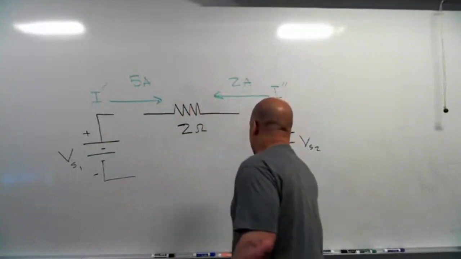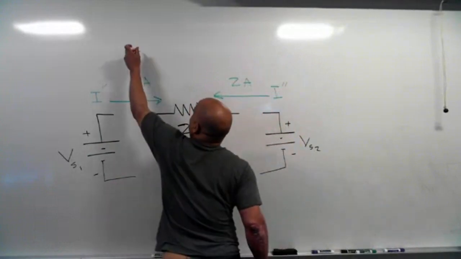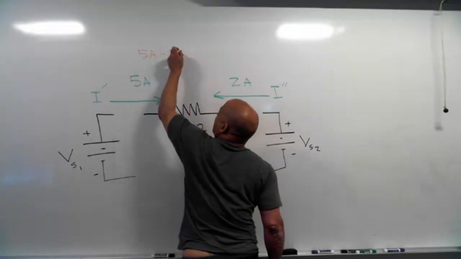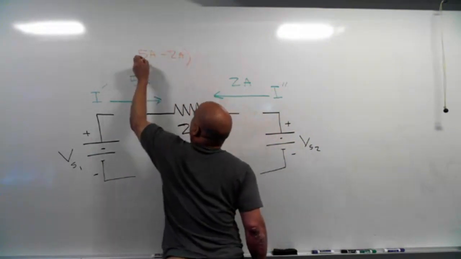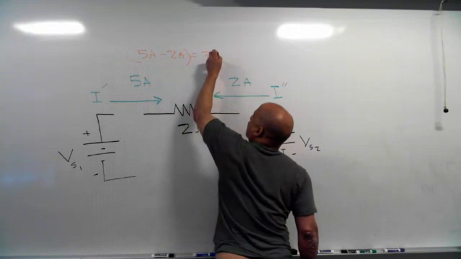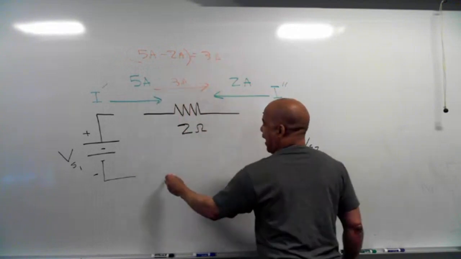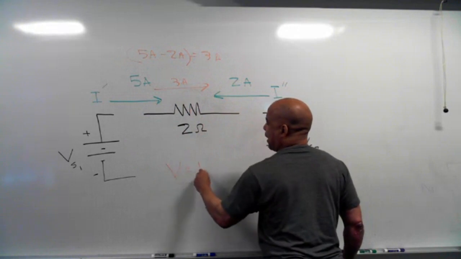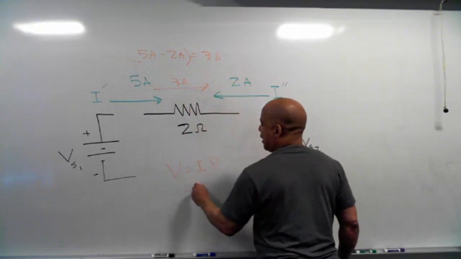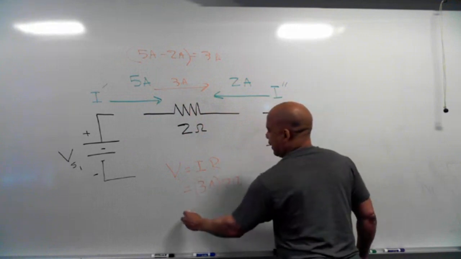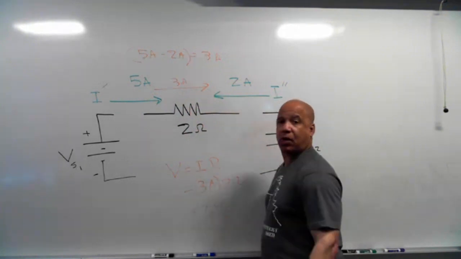So what Nathan said was, all right, well, what we'll do is we'll take 5 amps. We'll subtract 2 amps from it. So the net current in the circuit is 3 amps. What I really have is 3 amps flowing that way. And if I have 3 amps flowing in the circuit, the voltage drop is easy. It's just I times R. I take 3 amps times 2 ohms. Well, that means the voltage drop across the resistor is 6 volts.